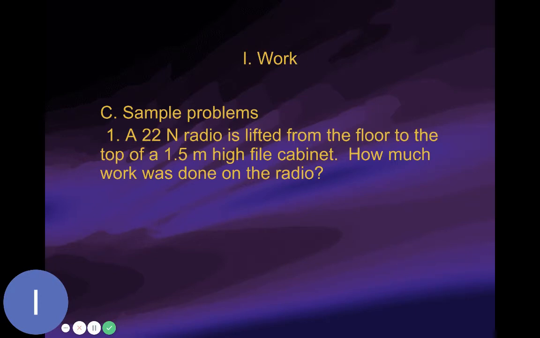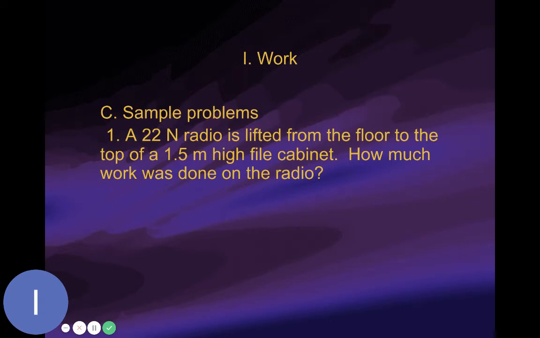So this one says a 22 Newton radio is lifted from the floor to the top of a 1.5 meter high file cabinet. How much work was done on the radio? So right away we see that it says a 22 Newton radio. That means that it weighs 22 newtons, or that the force that's needed to lift that object is going to be equal to 22 newtons.